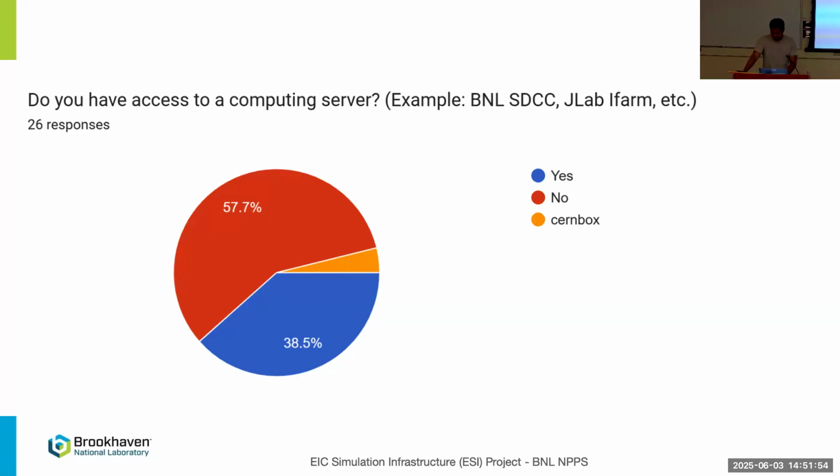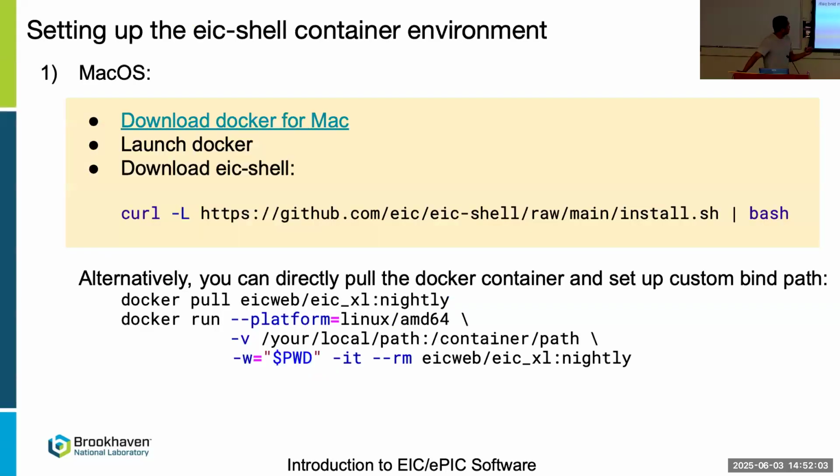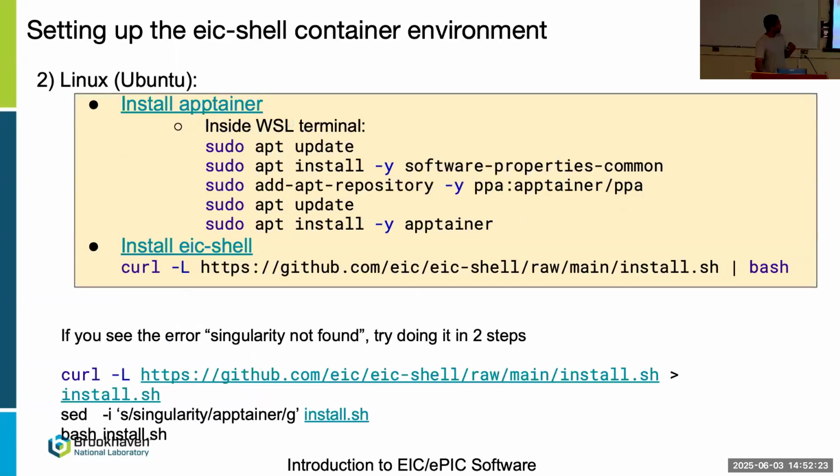All right. So just to recap, on the Mac, usually just downloading Docker for Mac works. You launch Docker, and then you download EIC shell. If that didn't work, you just pull the Docker container directly, and then you set your custom bind tab, and that worked for the one person it didn't work for.